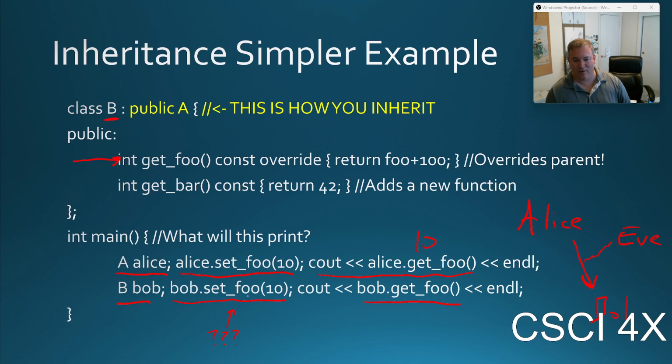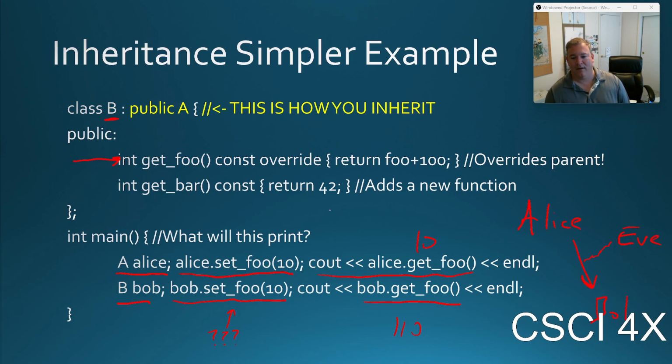And so what value is this going to print out? His foo is 10. So what value is going to get printed out here? Yeah, its value is 10, but when you call getFoo, it will print 110 because it has been overridden.